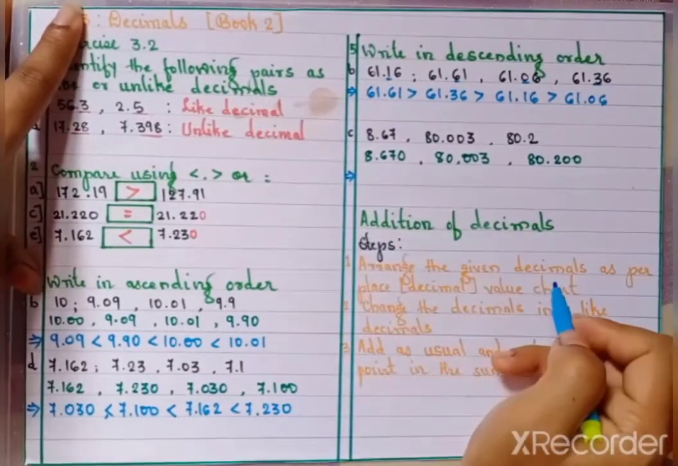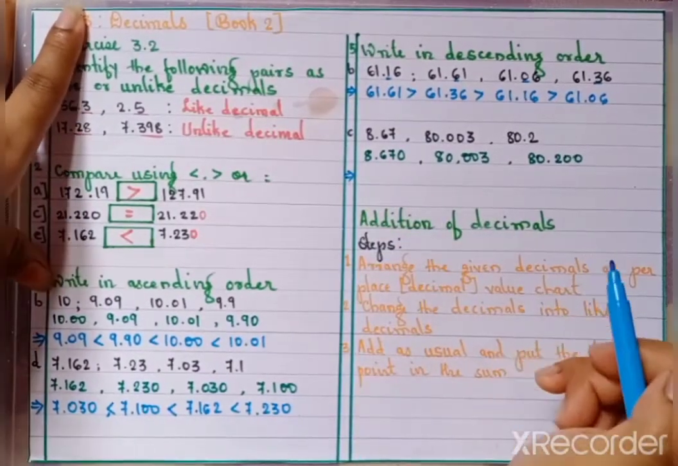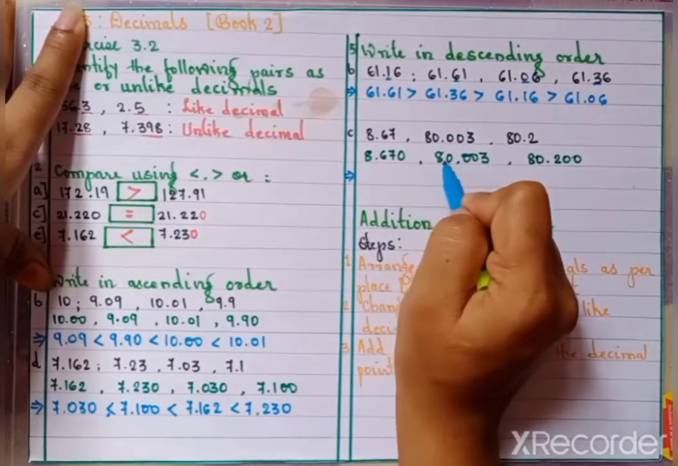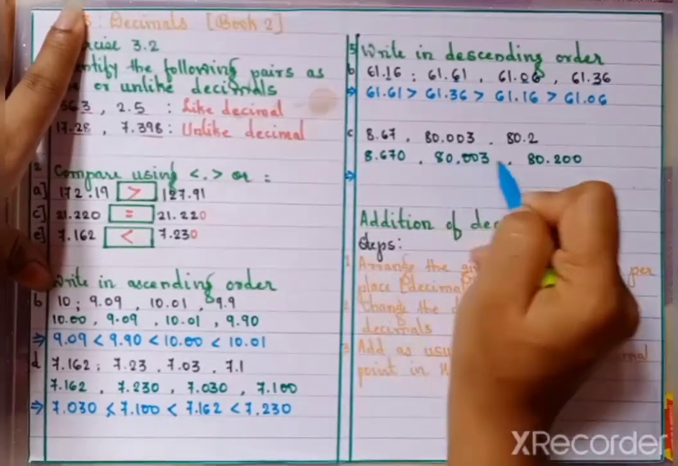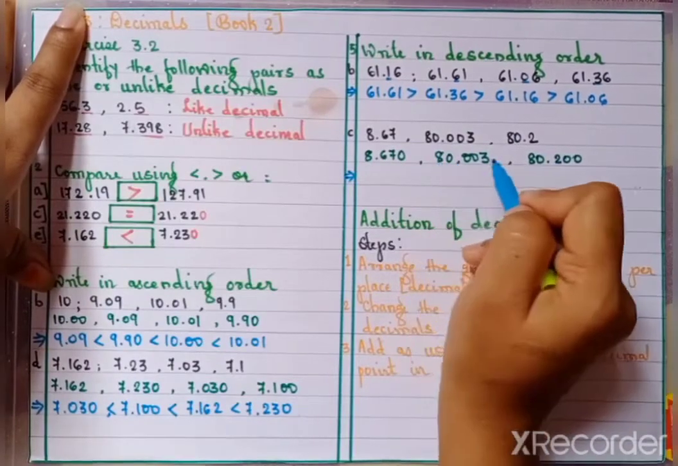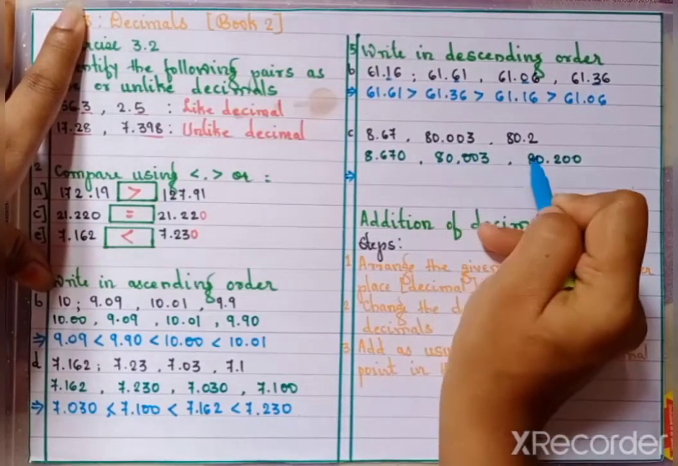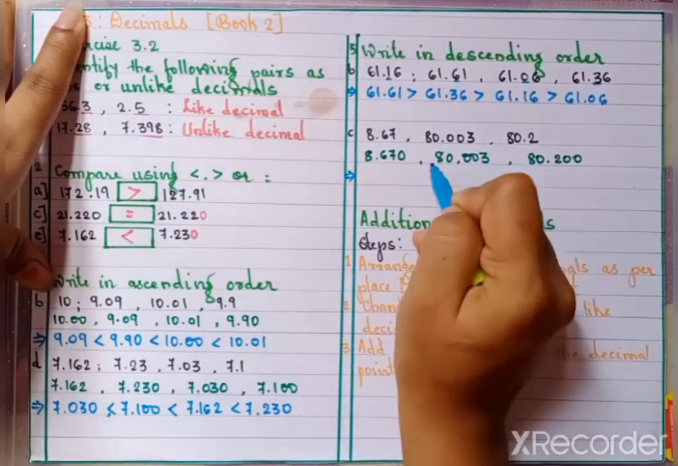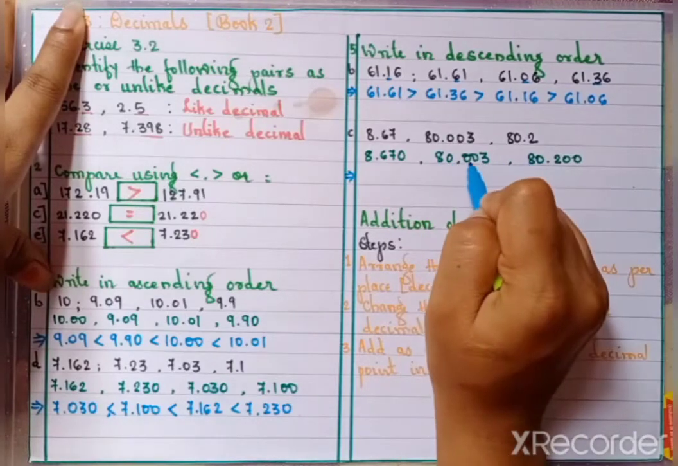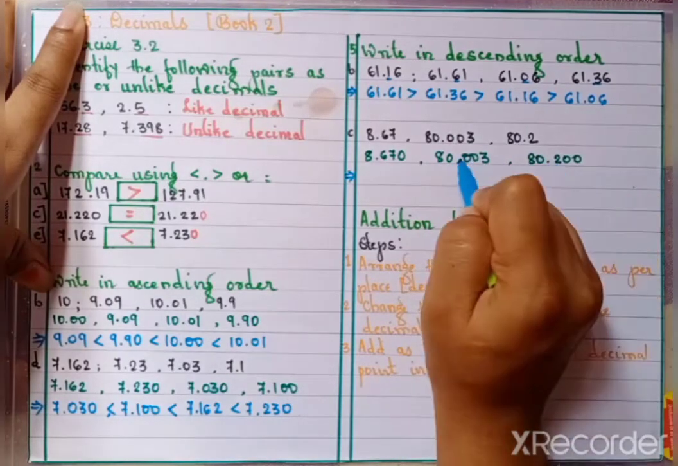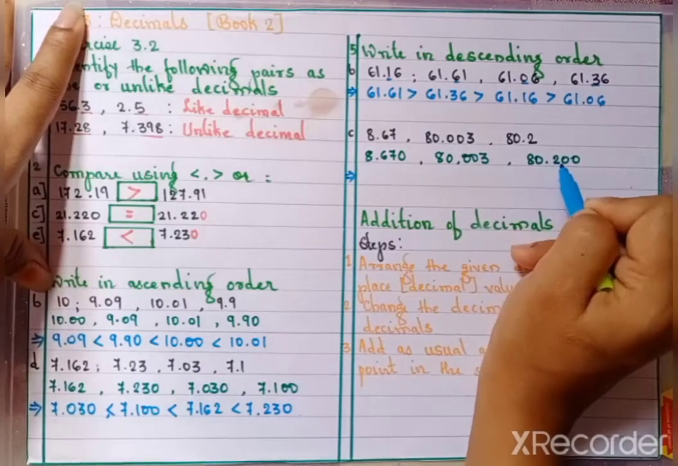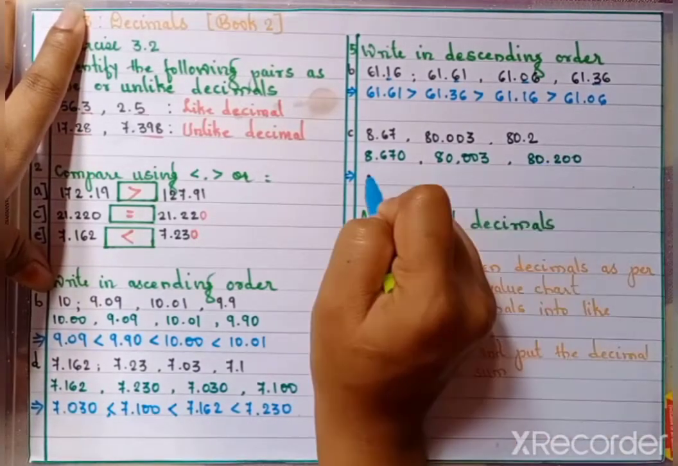So let's descend them. To descend, we have to first compare the whole part. In the whole part, here is 8, here is 80, here is 80. So we have to choose the greatest decimal. Therefore, we have to choose the decimal amongst these two. Now if we compare the whole number, 80 and 80 is same. Let's compare the tens place. Here is 0, here is 2. So 2 is always greater than 0. Therefore, let's write this decimal first.